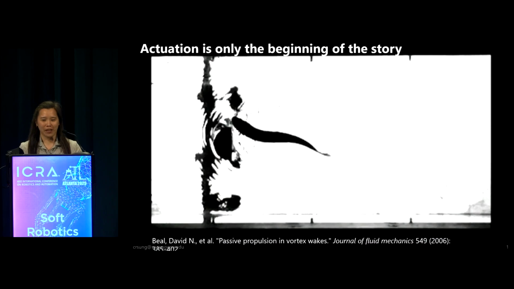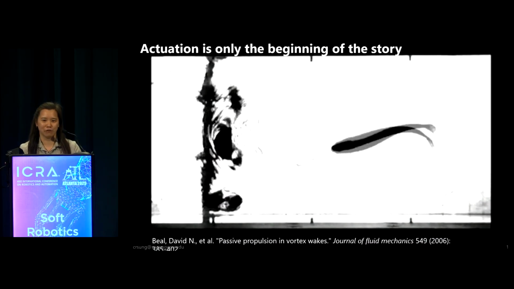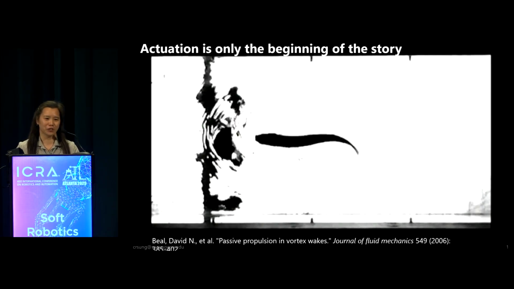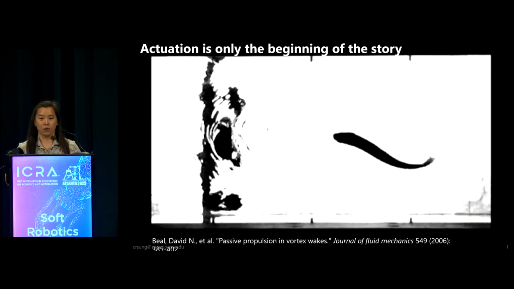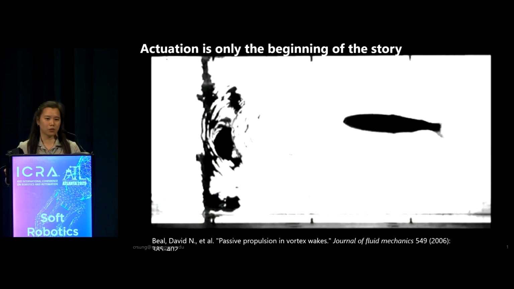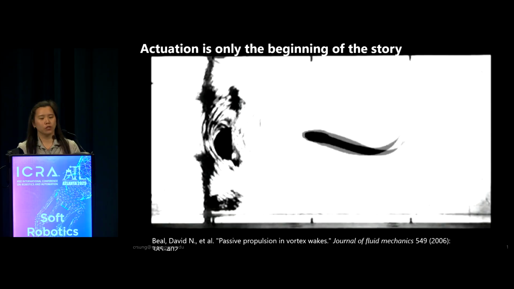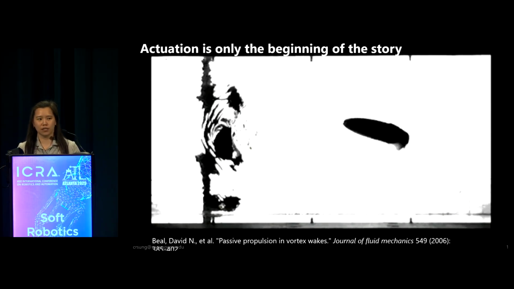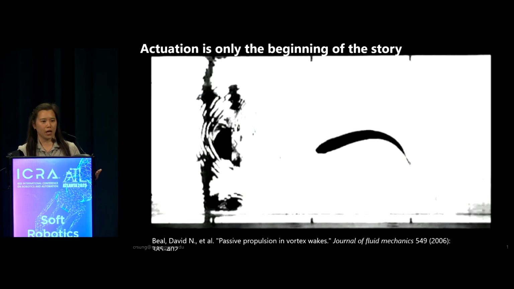But now I'm going to add in the title of the paper that this video came from. And you'll notice that the title is Passive Propulsion in Vortex Wakes. So actually, this is not a video of just a fish. This is a video of a dead fish, right? And what's happening here is that there's flow in this fluid, and the fish's body, which is not being actuated, is passively interacting with this flow in order to create this propulsion. And so there's really interesting effects in this system which have to do with the interaction between this soft body and this soft environment that allow it to be able to swim.